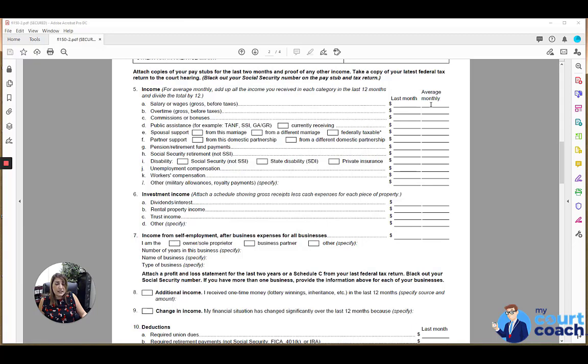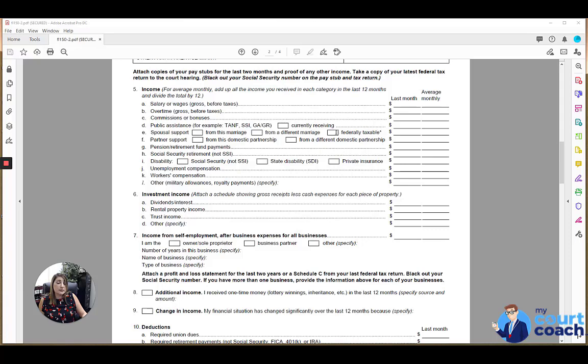If there's any amounts that you're receiving as overtime, again, you would list that here, specifically identify it here. Commissions, bonuses go below that. If you're receiving any sort of public assistance, you would identify that on line 5D. If you're receiving spousal support from this marriage or any marriage, you would list that in line 5E and then specify whether it's from this marriage, a different marriage, and if it's taxable or not.